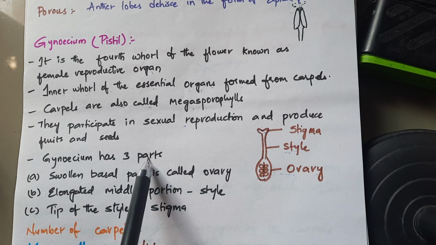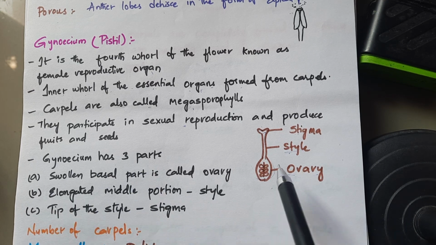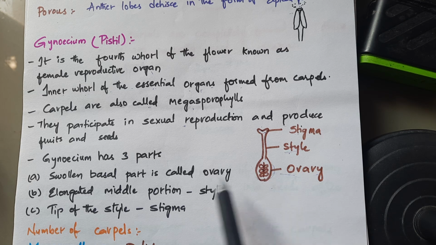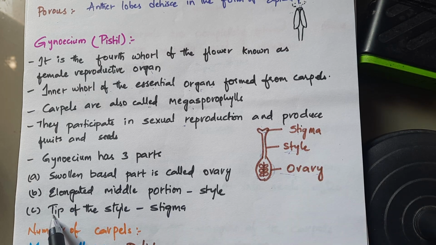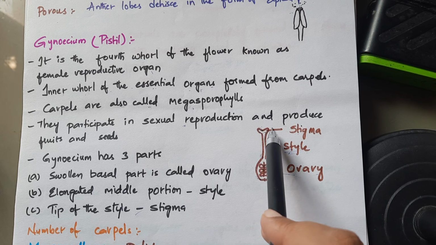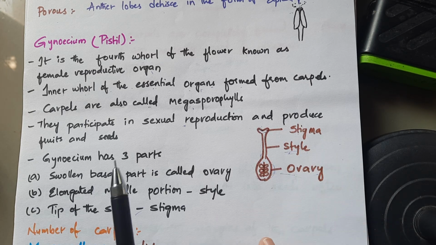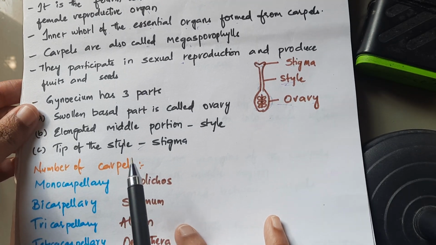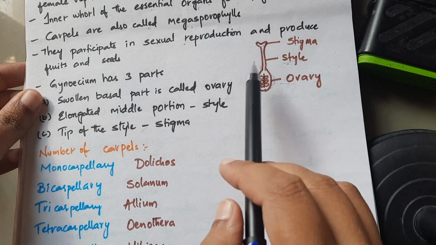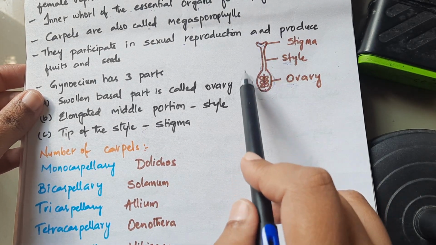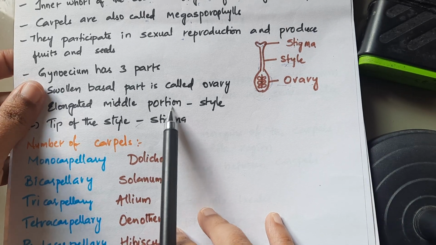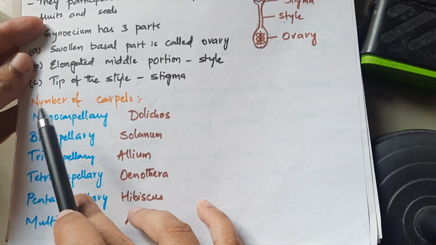Gynoecium has 3 basic parts. The swollen basal part is known as the ovary, the elongated middle portion is known as the style, and the tip of the style is known as the stigma. Then coming to the number of carpels. See here, carpel means this: a single ovary, style and stigma is known as the carpel.